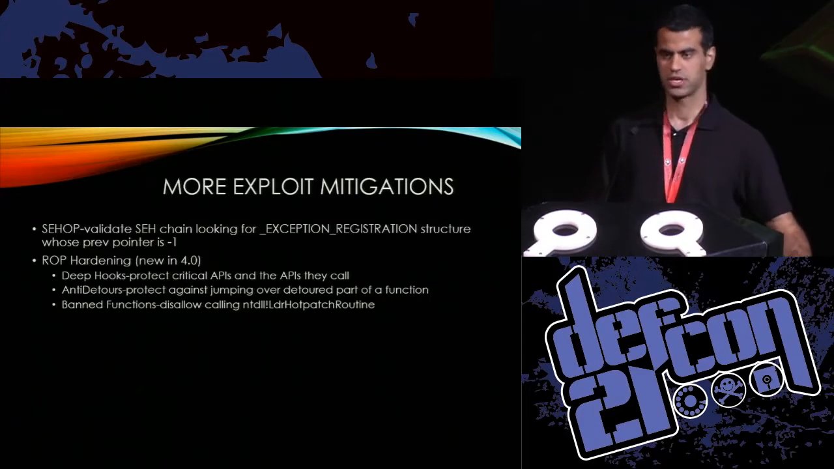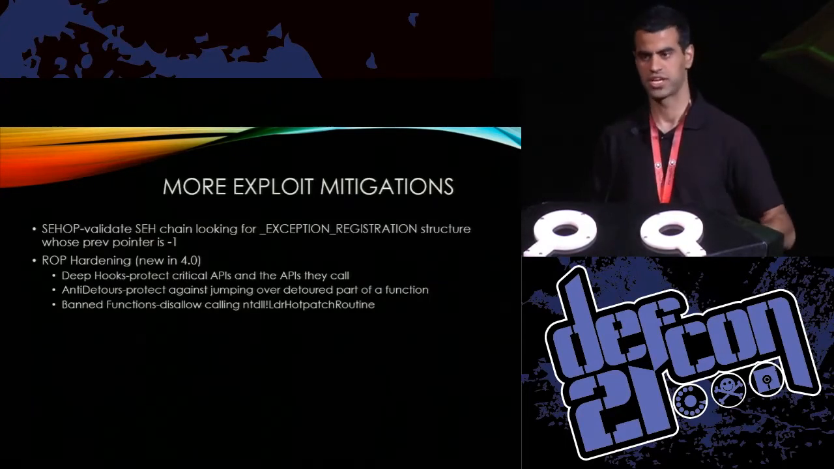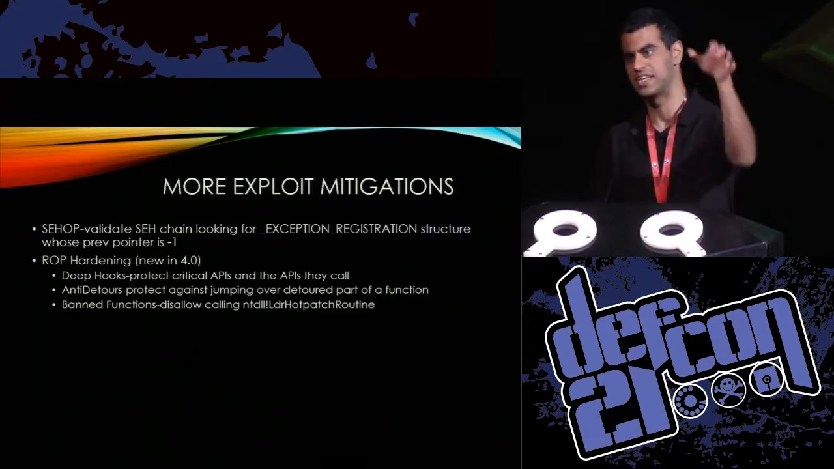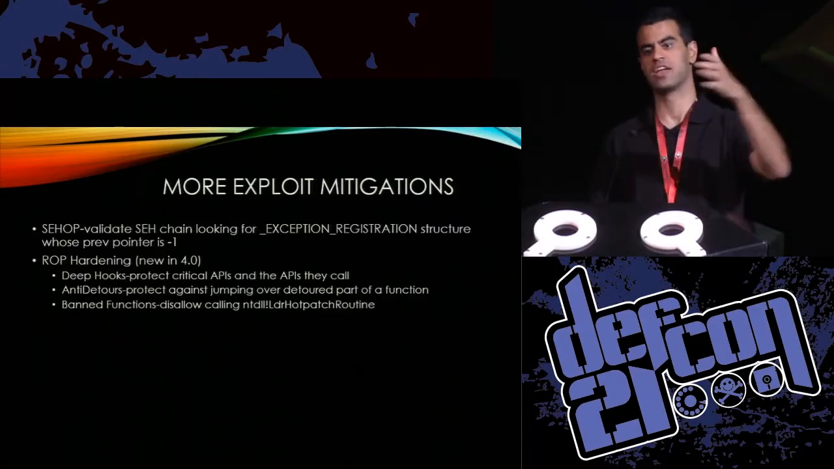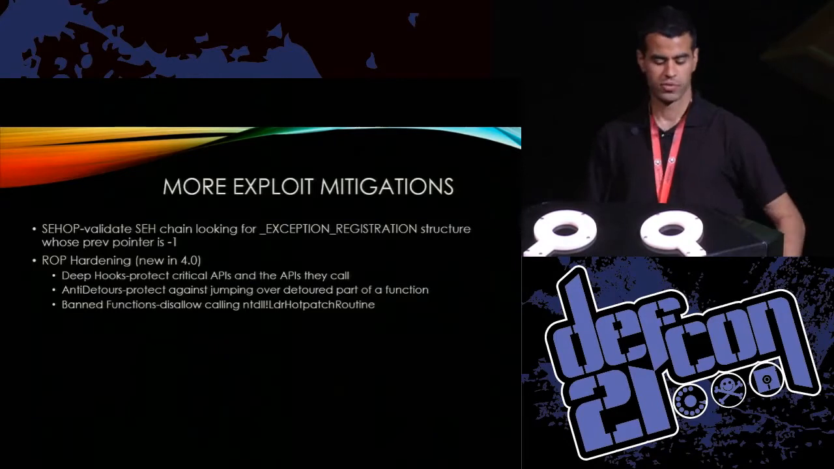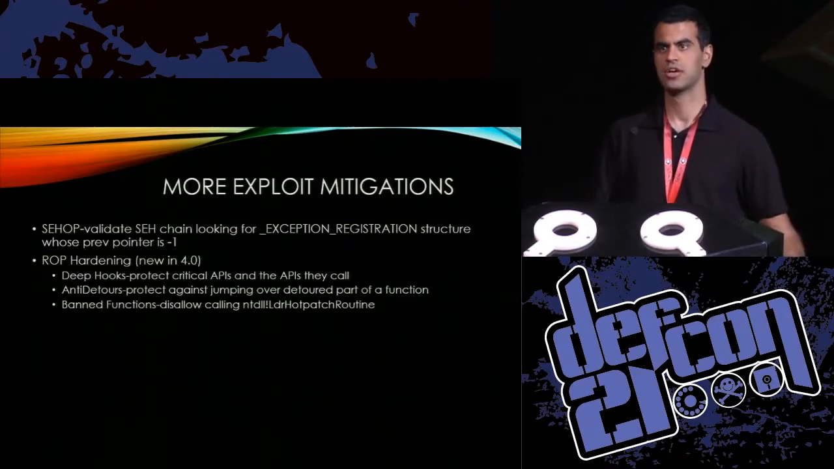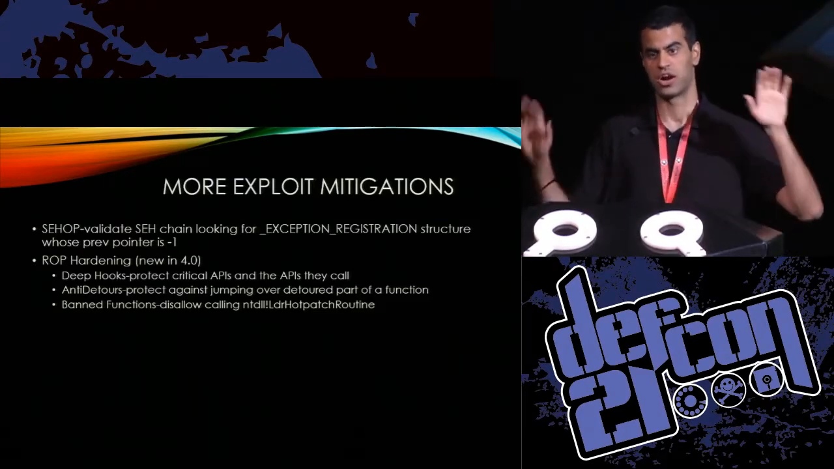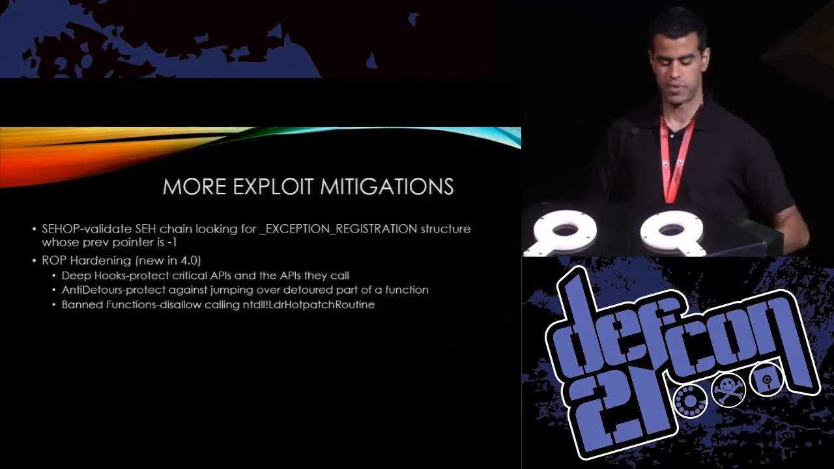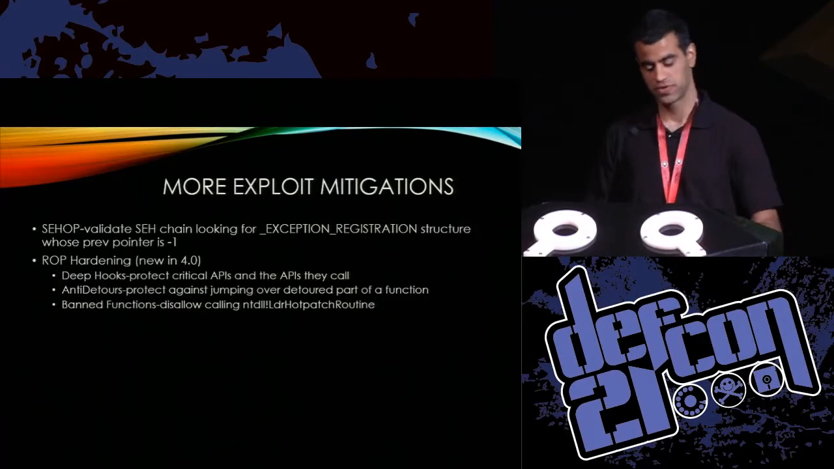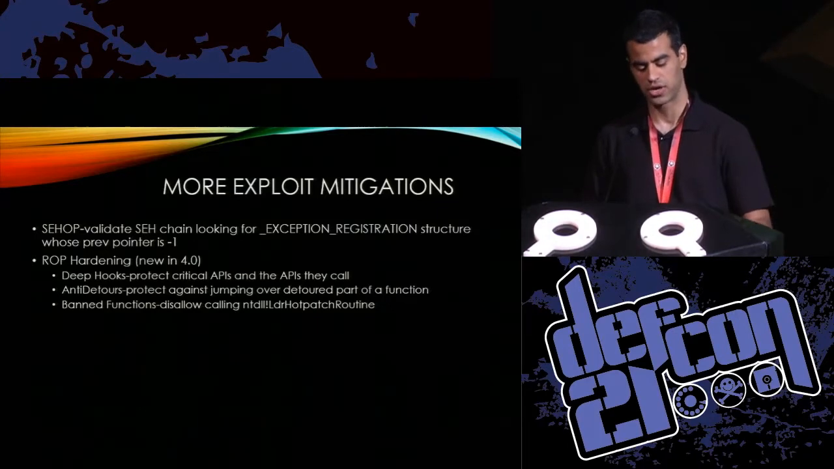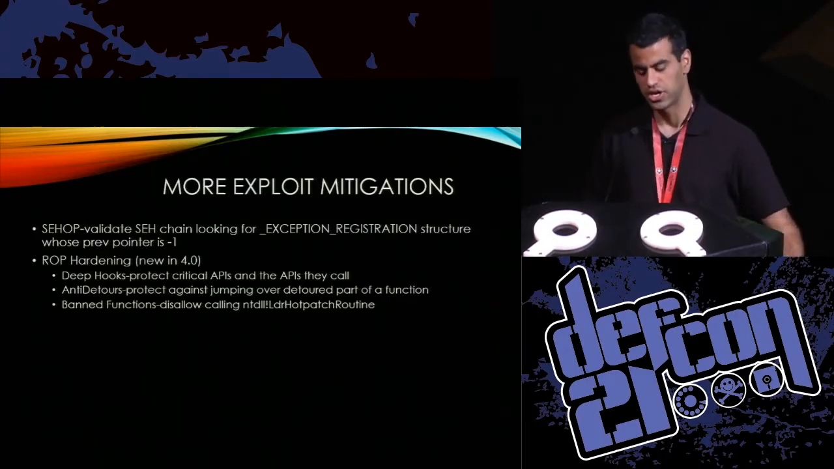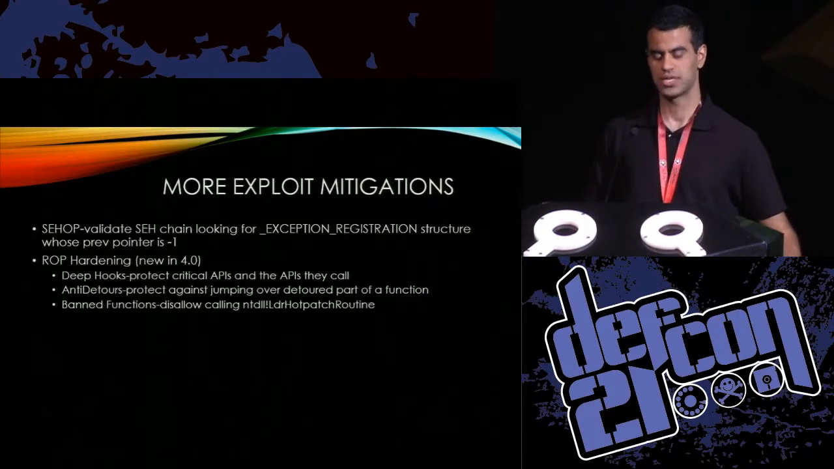We have some hardenings for this. For example, deep hooks, where we protect things like VirtualProtect and VirtualProtectEx. So like an API and an API that it would call, so you can't bypass it. We have anti-detours, which is basically preventing an attacker from jumping over the detoured part of a function. So basically jumping over our hook, kind of. And ban functions, where we disallow, specifically in this release, calling NTDLL's LdrHotPatchRoutine, and that's thanks to Yang Yu of NSFOCUS from CanSecWest this year.